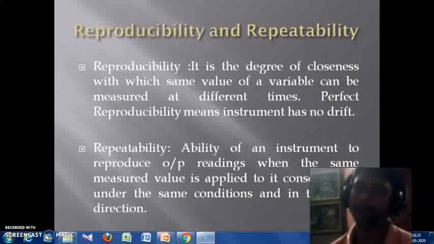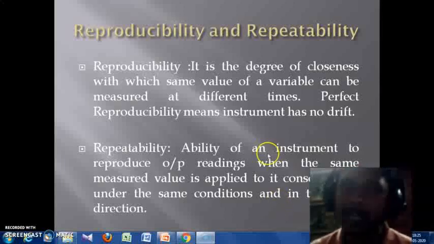At the same time, this same value of a variable that will be measured after a week, after a month, after 3 months or 6 months. If the value remains the same, then its reproducibility is very, very good. It basically depends on time, and if the value remains same, then this kind of instruments' reproducibility is very, very good.